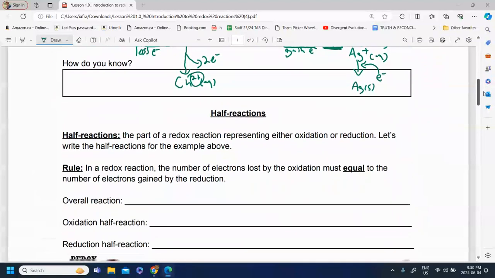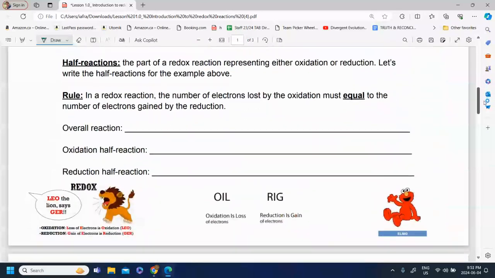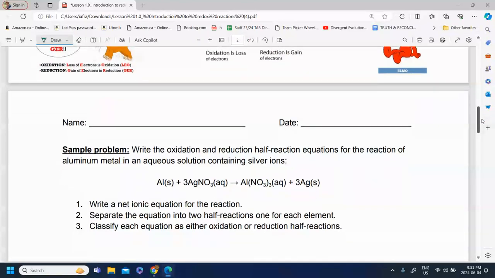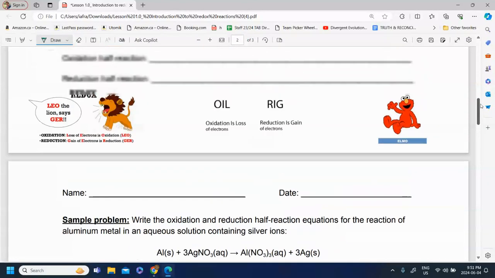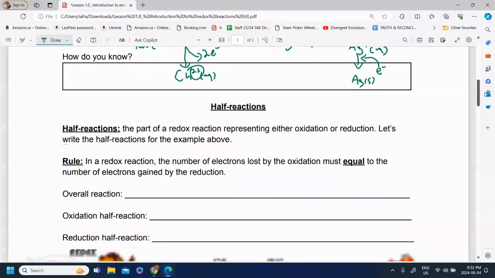There's a few ways you can do this. You can take the overall reaction, or you can also take the net ionic equation, and you can separate them into the half reactions. So we're actually going to do the net ionic equation because that's usually a better approach. We've already done the overall, but let's take the net ionic equation.